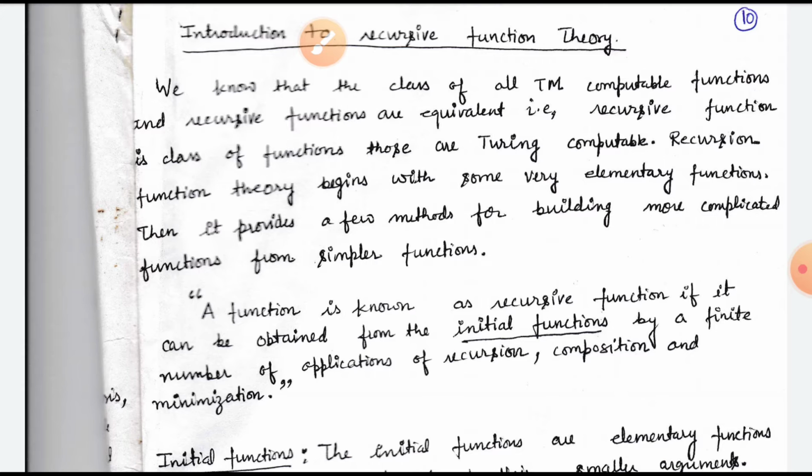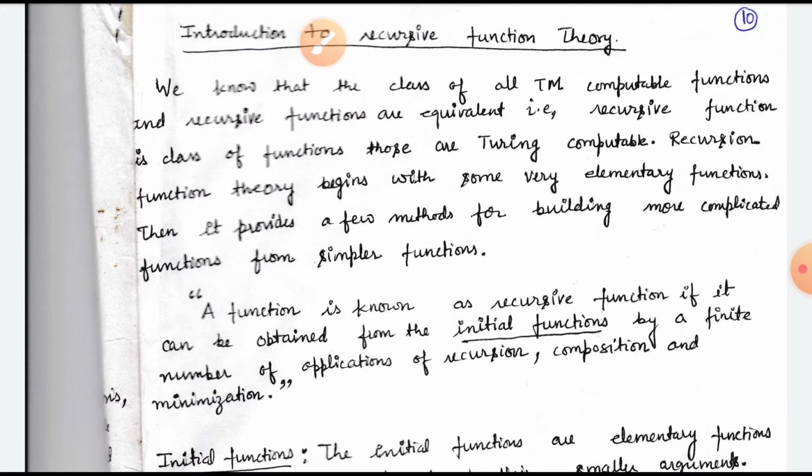As we know, recursive languages are accepted by Turing machine, and we will start with simpler functions. We know that any complex function will be made by using some simpler functions, means if we combine some simpler functions, then we will get more complicated functions.